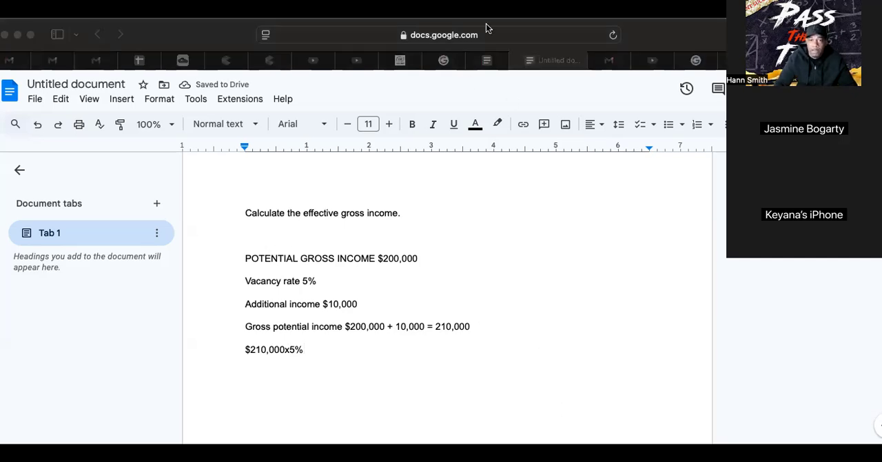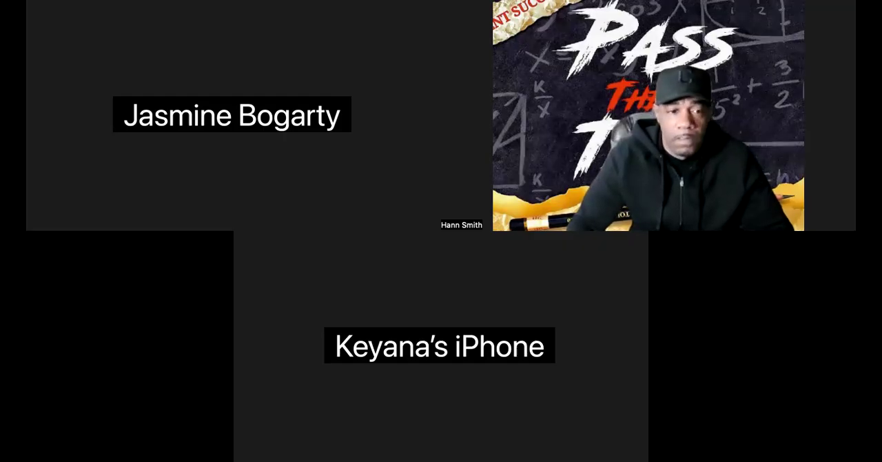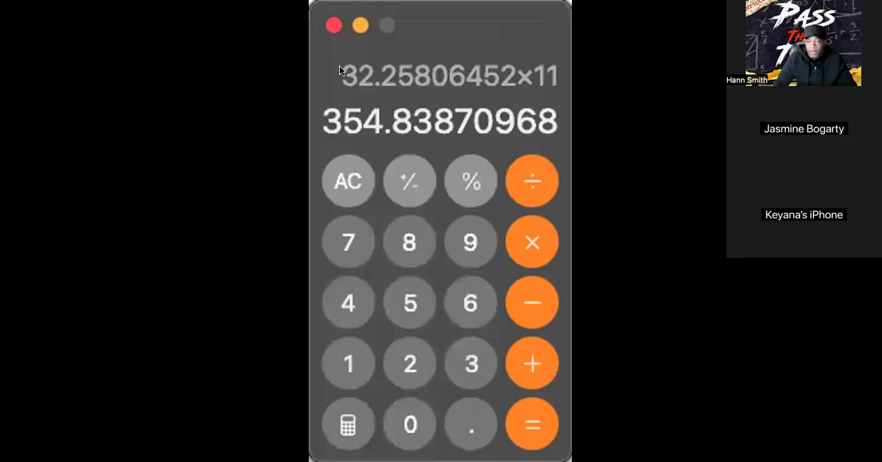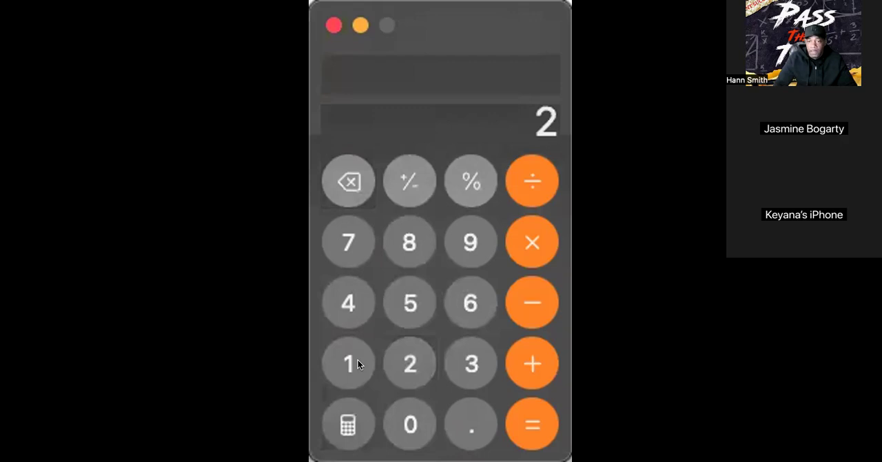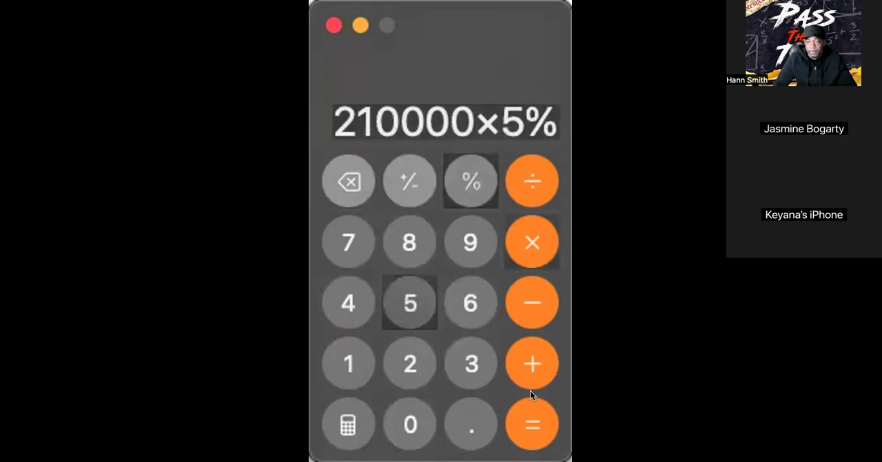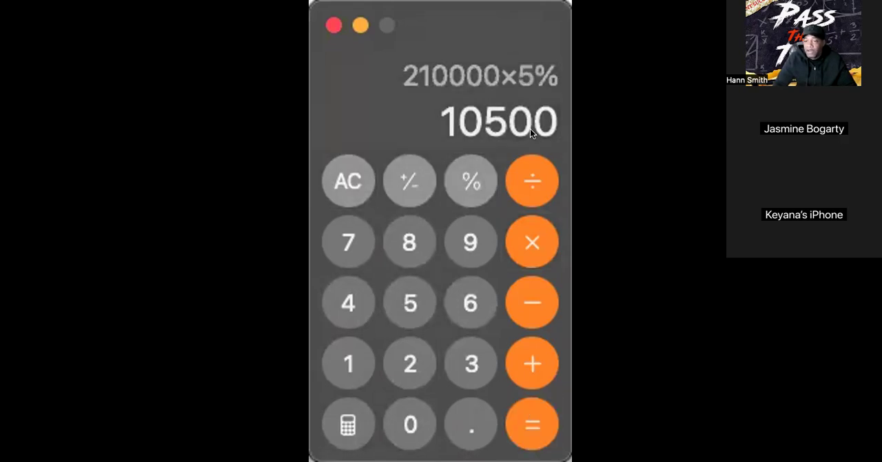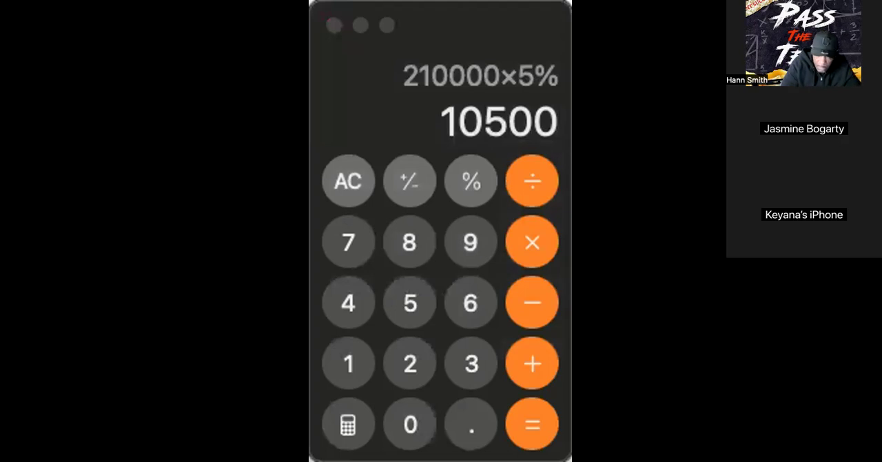We go to our calculator, and got to clear it first. And we're going to take 210 times 5%. That's $10,500 equals $10,500. Now what we're going to do is take our 210, because guess what? We know what effective gross income is. It's the gross potential income minus vacancy and credit loss. So they didn't give us any credit loss, because if credit loss was in there, we would have had to figure that out too. All right.